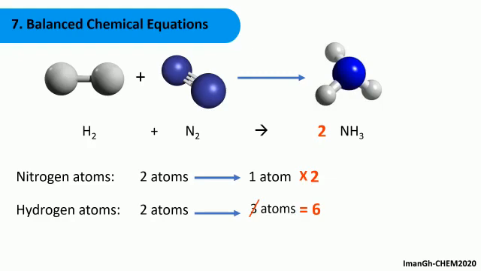Now the number of hydrogen atoms in the products is 6. To balance it, we have to multiply by 3 on the reactant side. So we place number 3 before H2. Now the reaction is balanced because we have 6 hydrogen atoms in the reactants and 6 hydrogen atoms in the products. We also have 2 nitrogen atoms in the reactants and 2 nitrogen atoms in the products. Keep in mind that we cannot change the subscript because we will be modifying the formula of the compound.